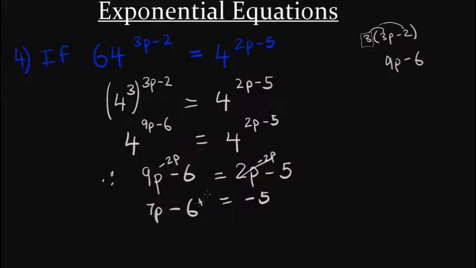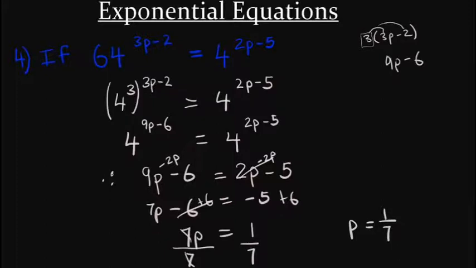So we need to add 6 on both sides. So we're left with 7p equal to positive 1. And to get rid of the 7 multiplying by the p, we simply divide by 7. Therefore, p is equal to 1 over 7.